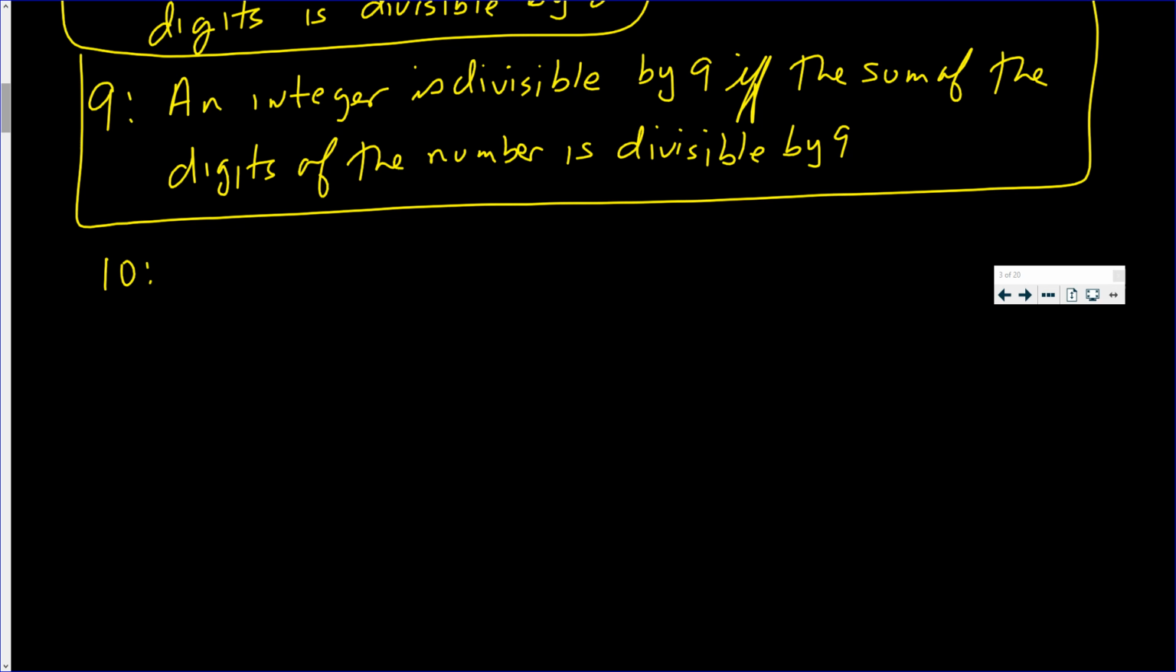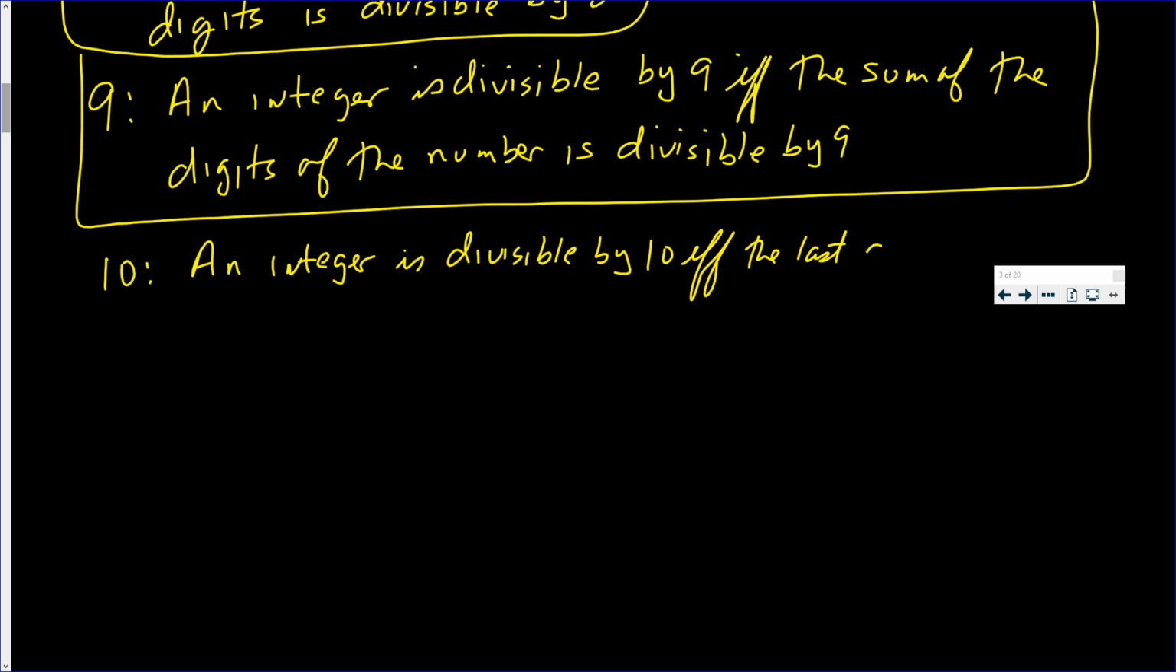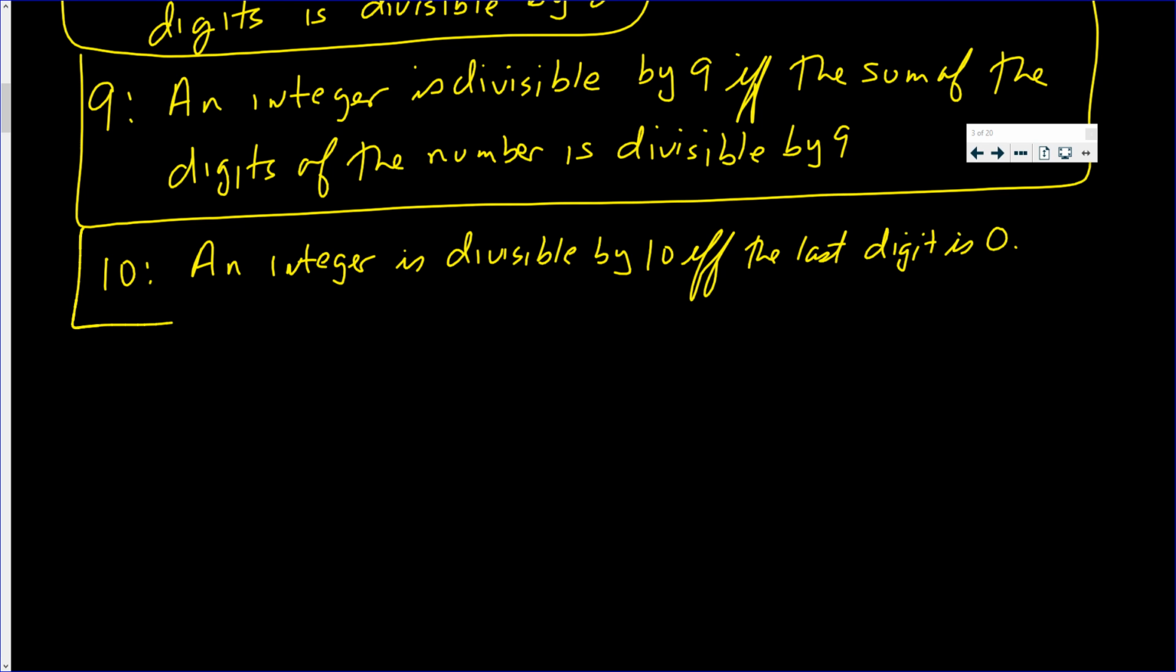10, the easiest one of all. An integer is divisible by 10 if and only if the last digit is 0. Here there's only one choice for the last digit, making this one so far the easiest test.